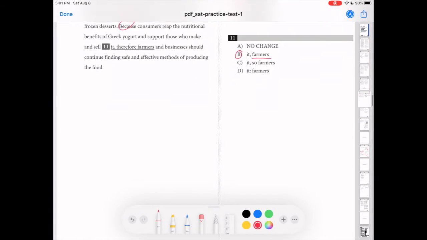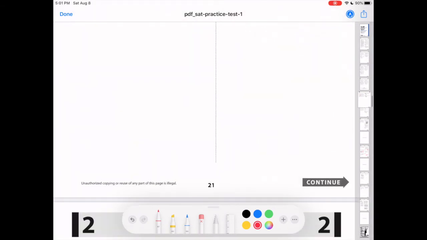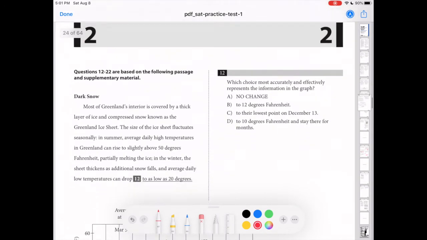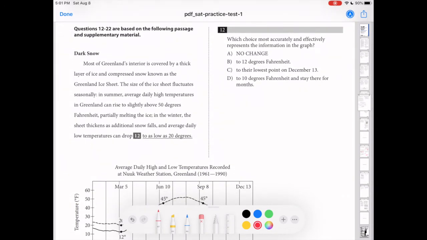Okay, so that happens to be the first passage. Next passage is all about dark snow. Immediately, we can skim this section just to get some general context. It's about Greenland and ice sheets.